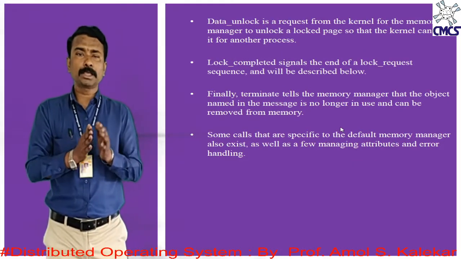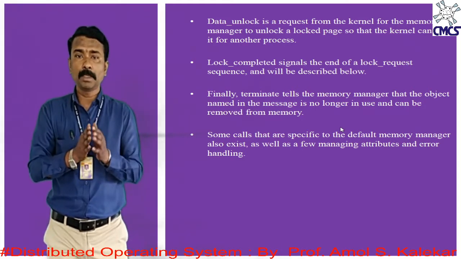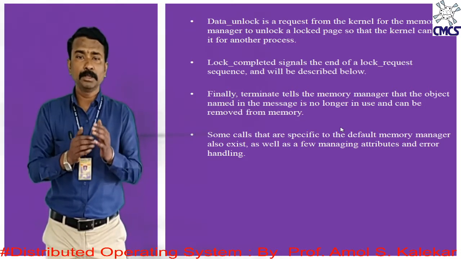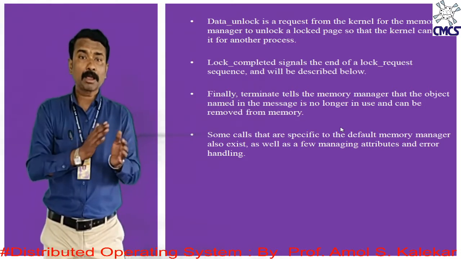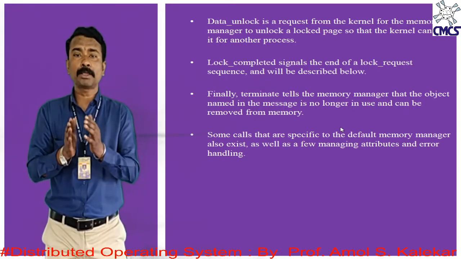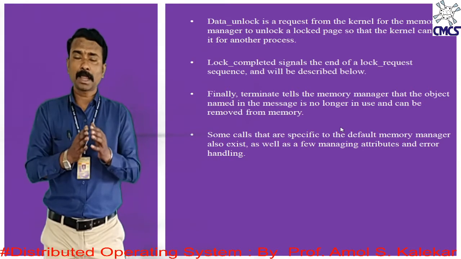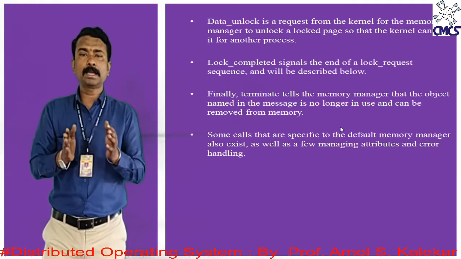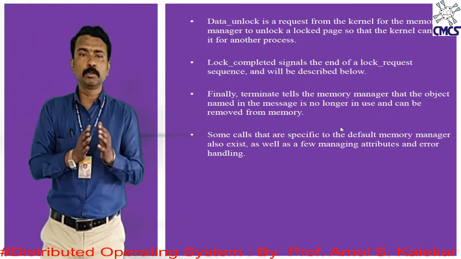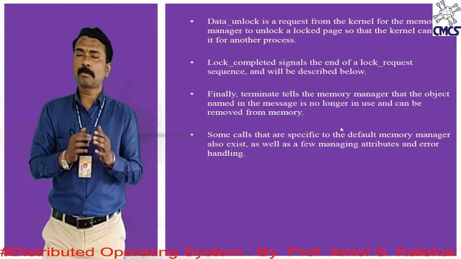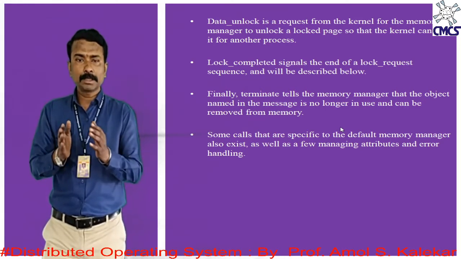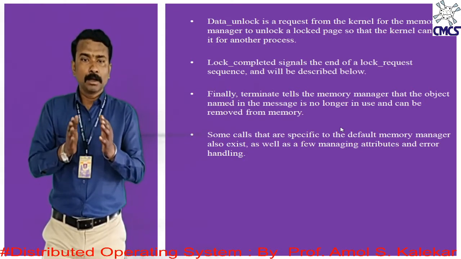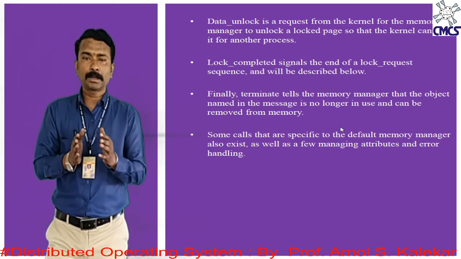Now, data unlock is a request from the kernel for the memory manager to unlock a locked page so that the kernel can use it for another process. Lock completed signals the end of the lock request sequence and will be described below. Finally, terminate tells the memory manager that the object named in the message is no longer in use and can be removed from memory. Some calls that are specific to the default memory manager also exist, a few managing attributes and error handling.